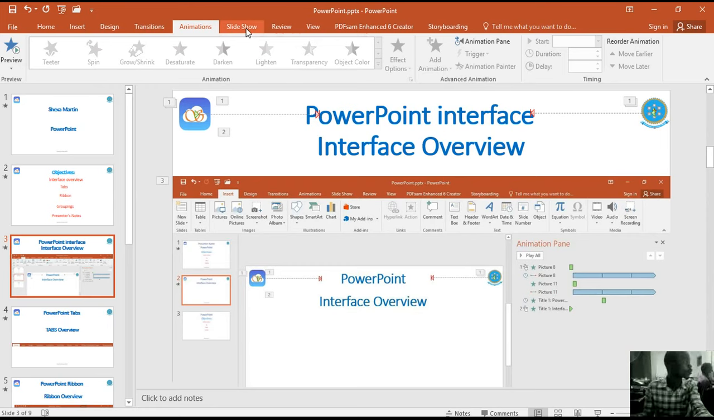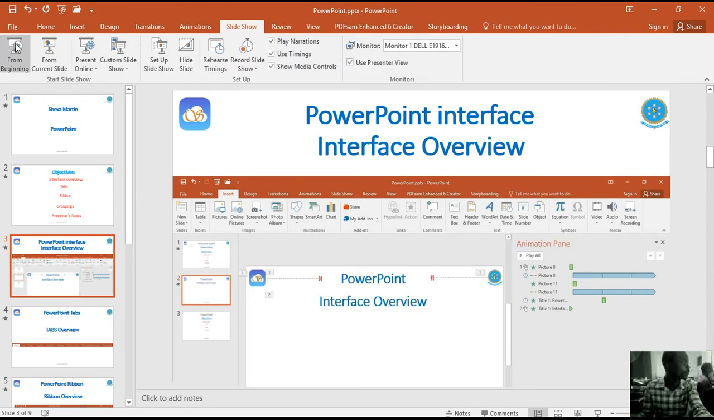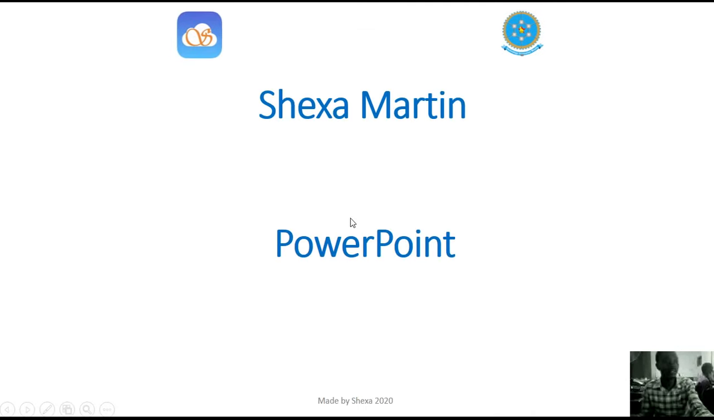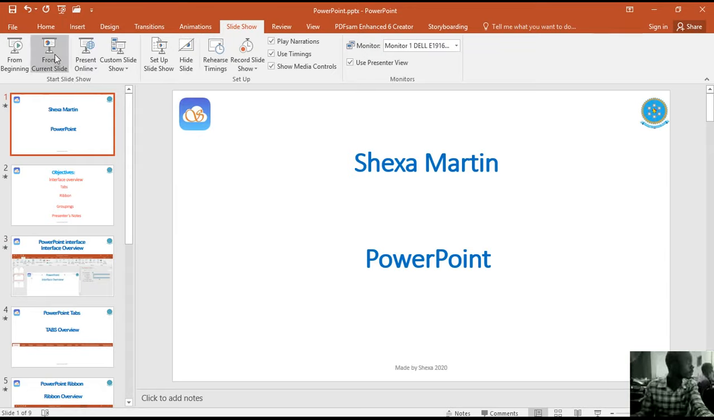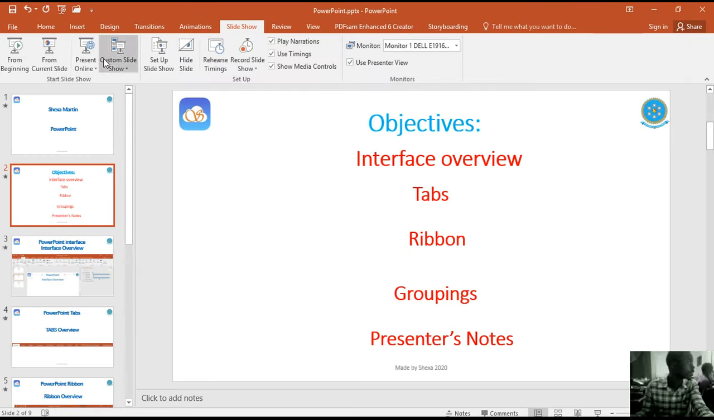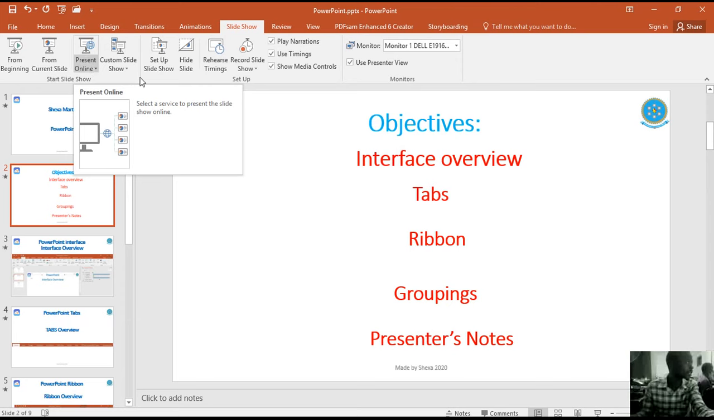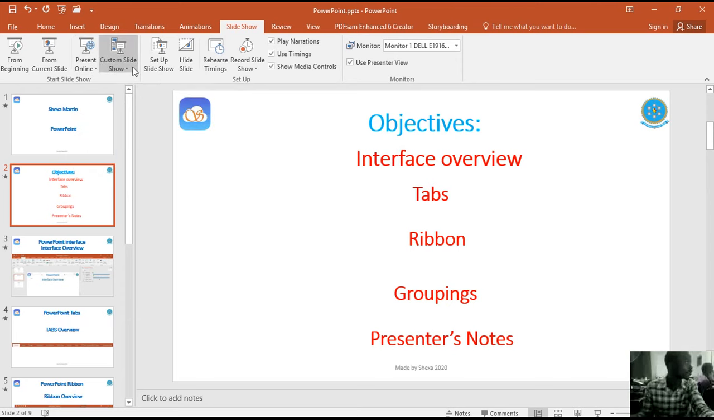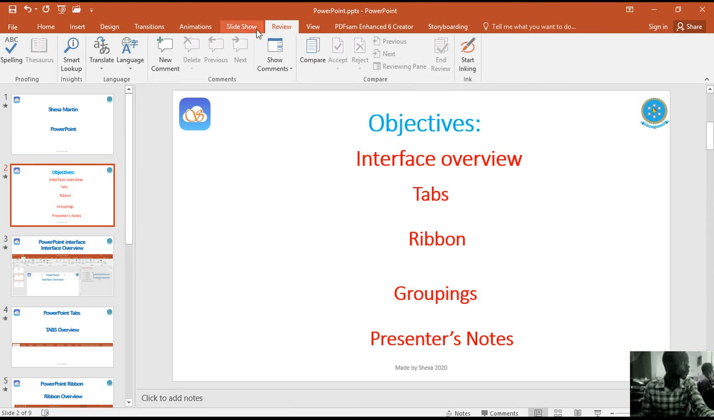5 minutes. Slideshow, you can choose to start from the first slide by clicking here. So it starts with the first slide. But if you choose to run from the current slide, let's say I'm here, if I say current slide, I will start to run my slides from this second slide. Present online, I can present it on the internet, custom slideshow and so forth. Review, right?